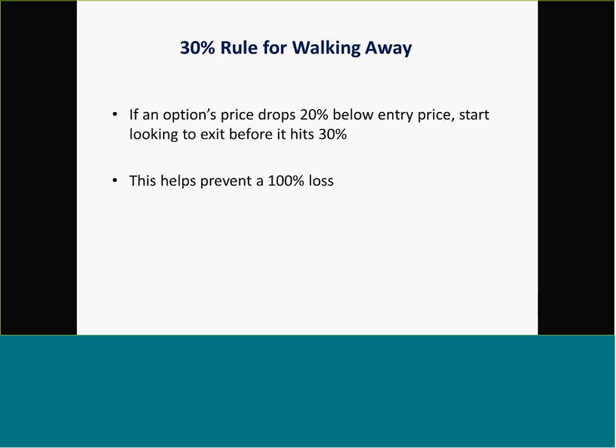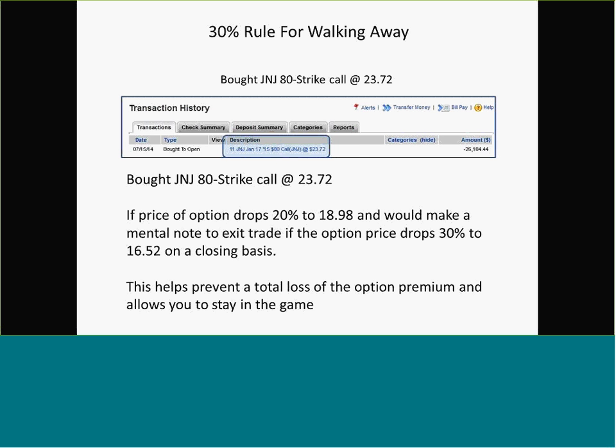So we use the 30% rule for walking away. Here's an example. In this brokerage confirmation, I bought the J&J 80 strike call at 23.72. Each day I'll take a look at my positions, and if the price of this option starts to drop, when it gets down to around 19, which would be about a 20% drop, I'll make a mental note that I want to exit this trade if it drops 30% to around 16.50 on a closing basis.